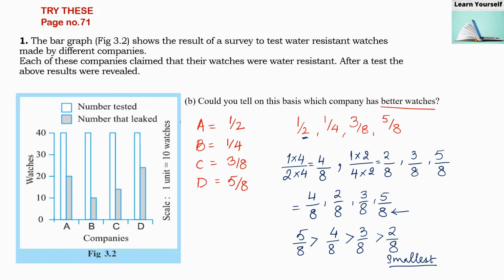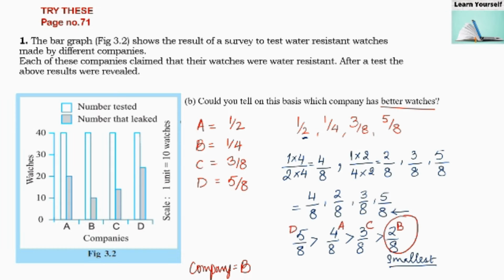Now let us identify which companies these are. 5 by 8 means this is company D. 3 by 8, this is company C. 2 by 8, this is company B, and 4 by 8, this is company A. That means this fraction is smallest. That means company B has the smallest fraction of watches which are leaked. In turn, we can say that company B has better watches.